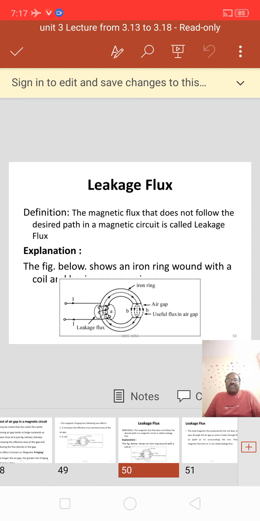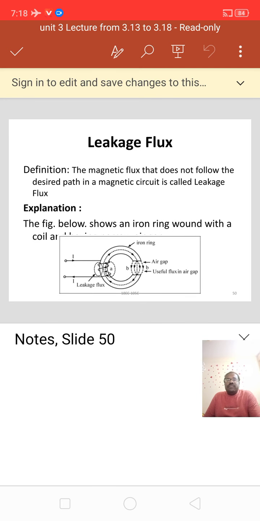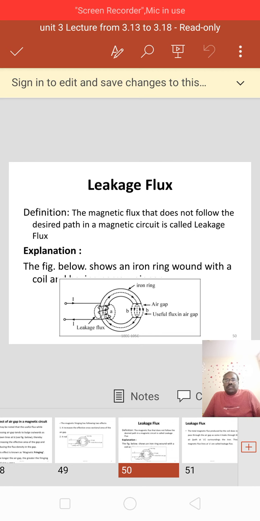Next one, leakage flux. It is also an important definition. The magnetic flux that does not follow the desired path in a magnetic circuit is called leakage flux. The figure below shows an iron ring wound with a coil. See here, the magnetic flux that does not follow the desired path in a magnetic circuit is called leakage flux.